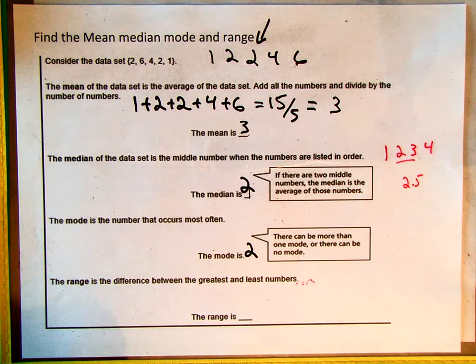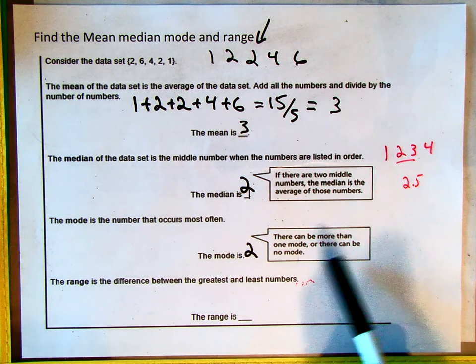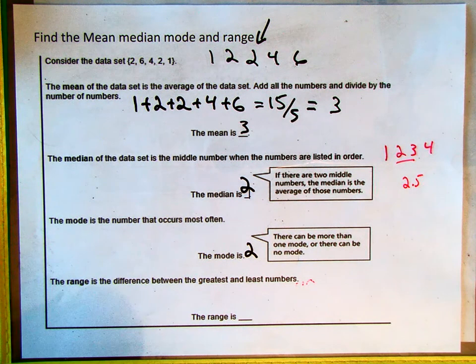Okay, now it's important to know that there could be more than one mode, or there could be no modes at all. So if you had another number that occurred 2 times, then that would be 2 modes there.